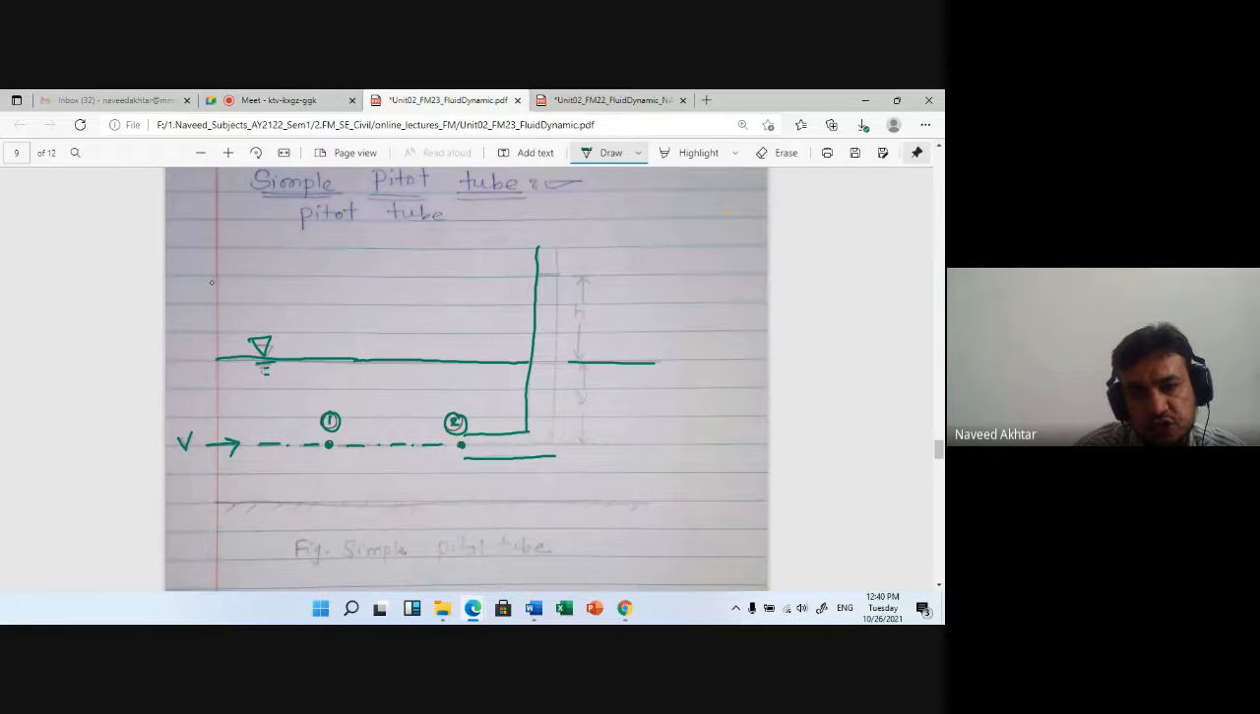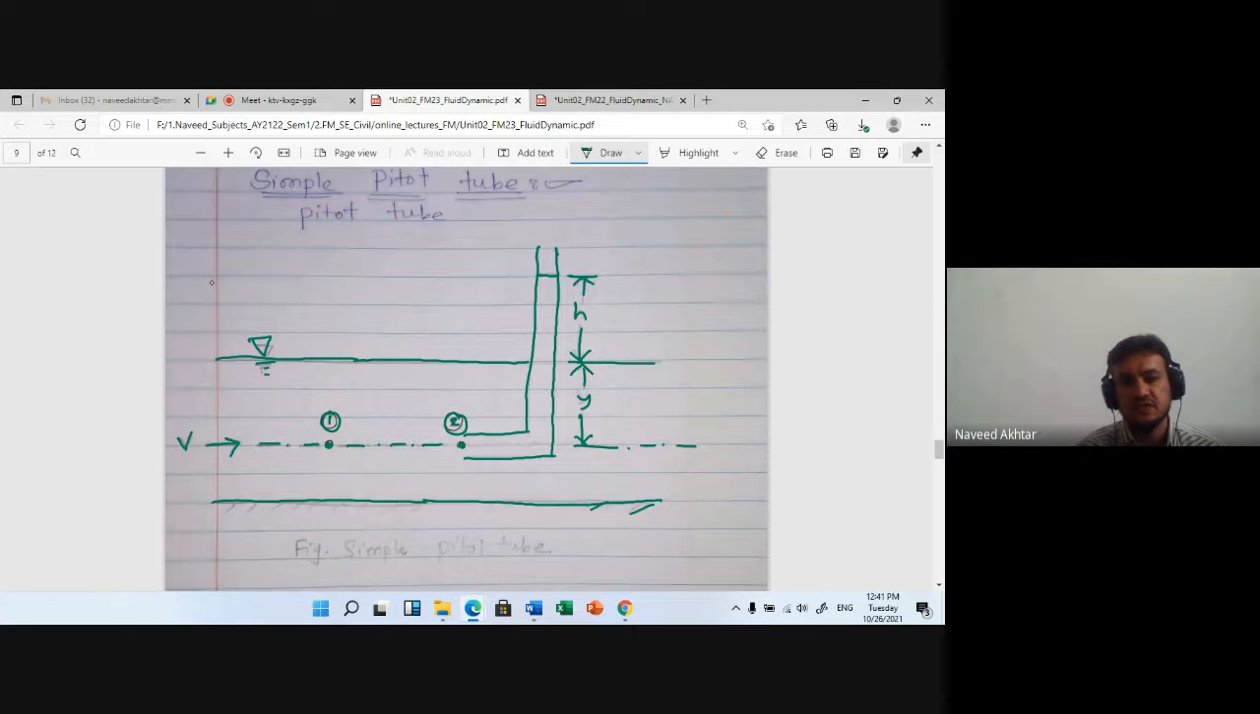So this is your pitot tube. And this is the level. Here there is h, and that's y at the bottom. And this is the flow of the pipe, and this is the axis surface. So this is nothing but your simple pitot tube.